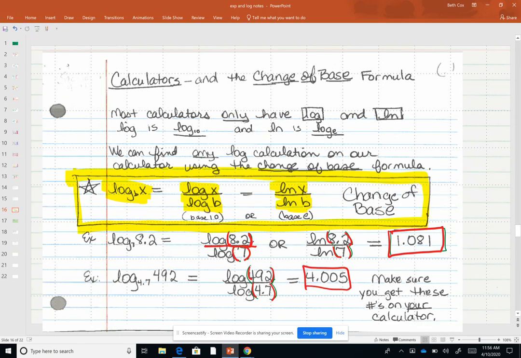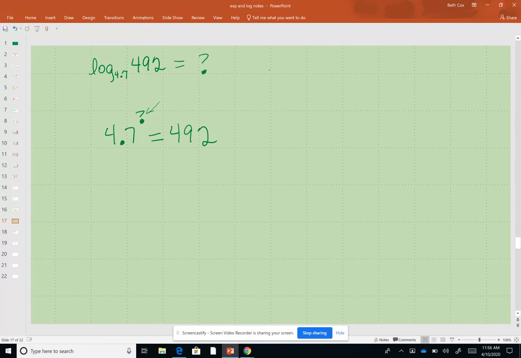So let's look at a couple more examples. All right, so that last one was log base 4.7 of 492. And let's just remind ourselves what this means. Okay, we were getting 4.005, there we go. What that means is that 4.7 to the 4.005 power is approximately 492. Now, why I say approximately is because when you did this, you got more decimals and we rounded it off. So when we do it the other way, we get that.